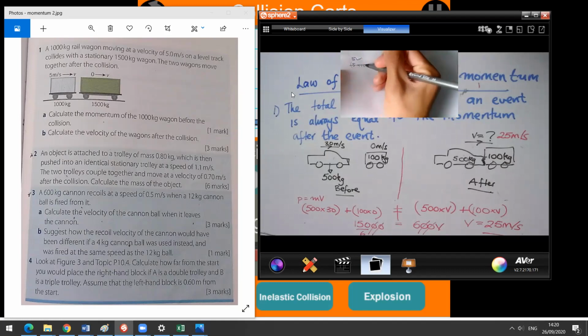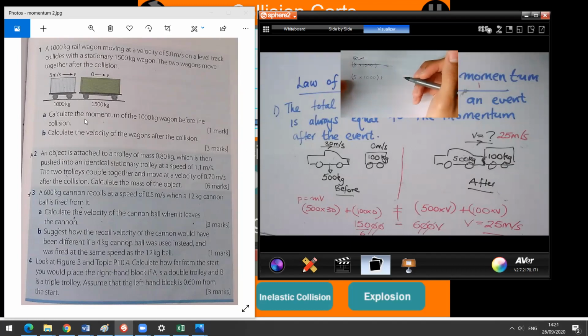No, wait, hang on, sorry. So 5 times 1,000. Watch what it's saying: it says calculate the momentum of the wagon. So it's just the wagon at once. So all you need to know for the wagon is what's its mass and what's its velocity. It's 1 mark for that part. 1,000 times 5 equals 5,000 kg meters per second.